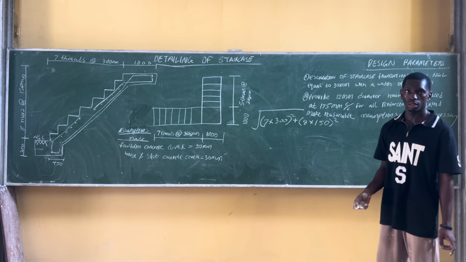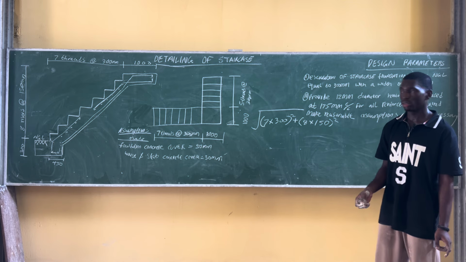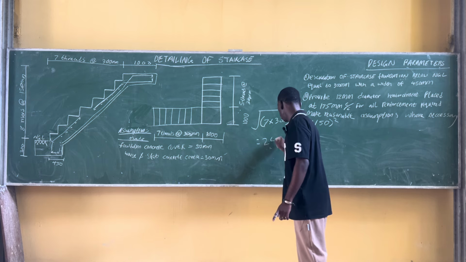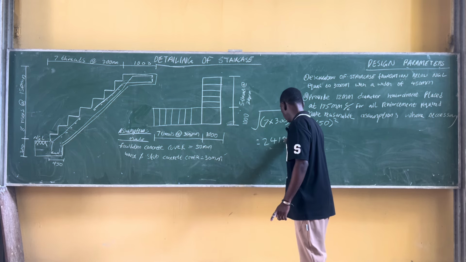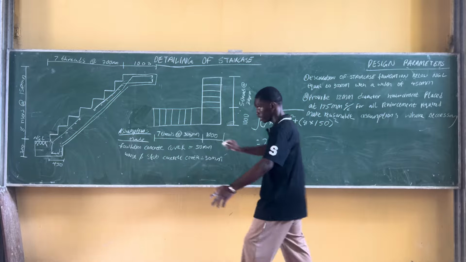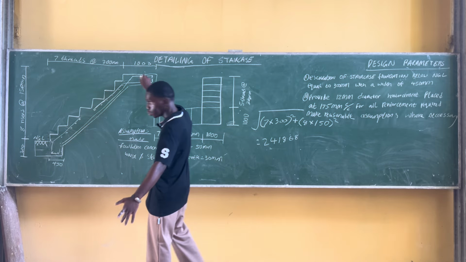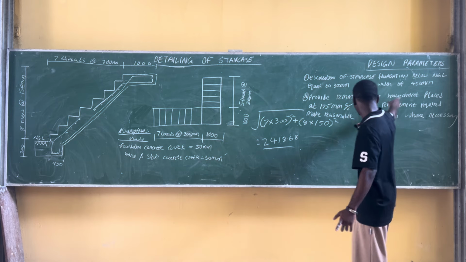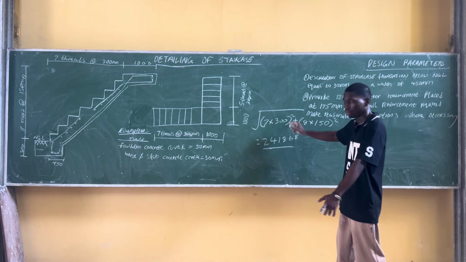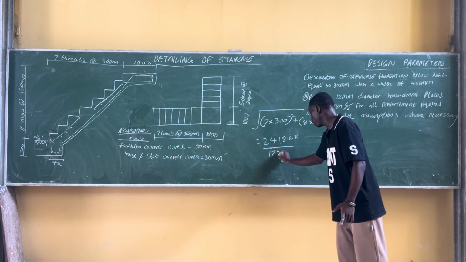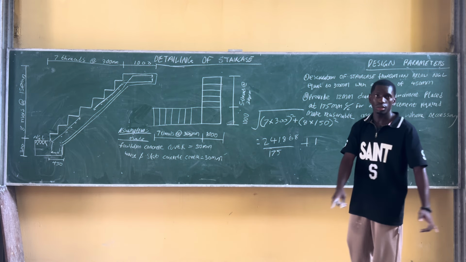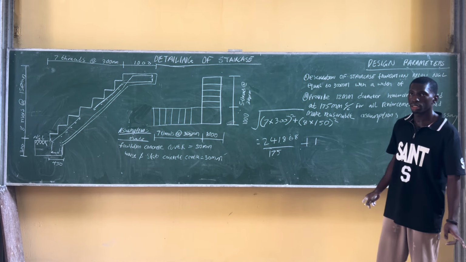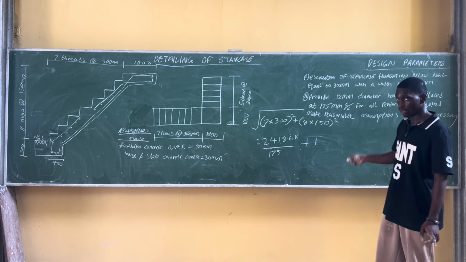Just call it 280 equals to 2418.68. That means he's trying to tell us that the distance from here to here is 2418.68. Now we divide it by our spacing they gave us here, which is 175, plus 1. What are we getting? 13.8, that is equals to 17 bars.